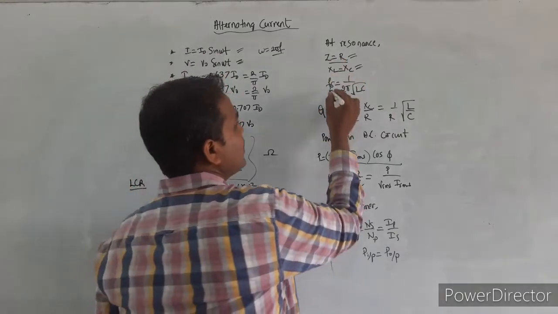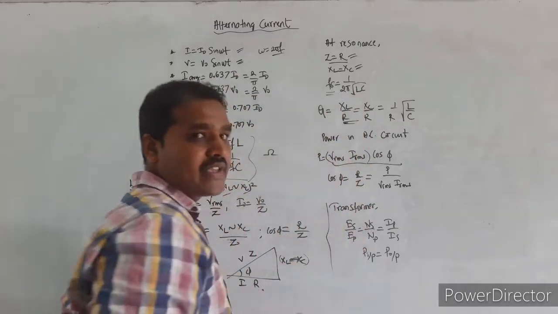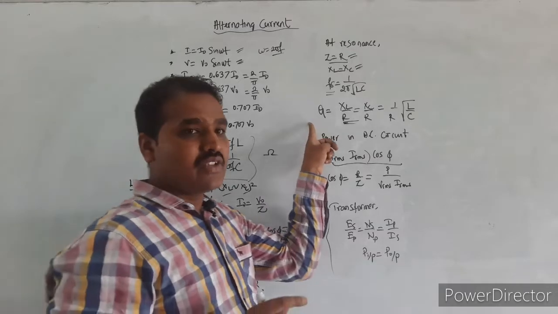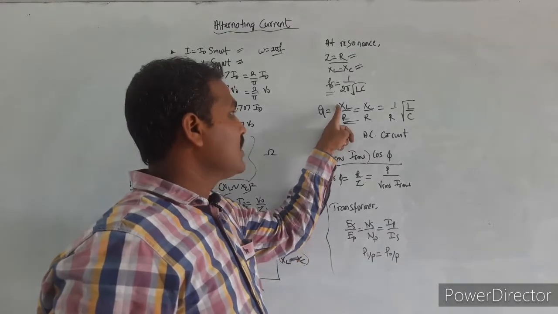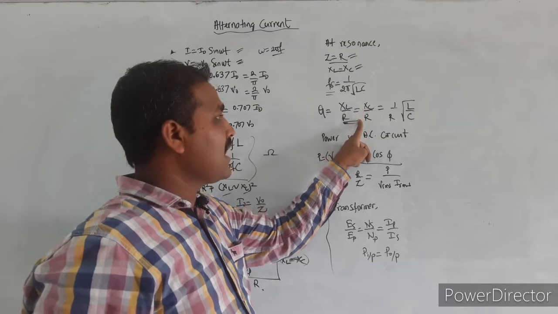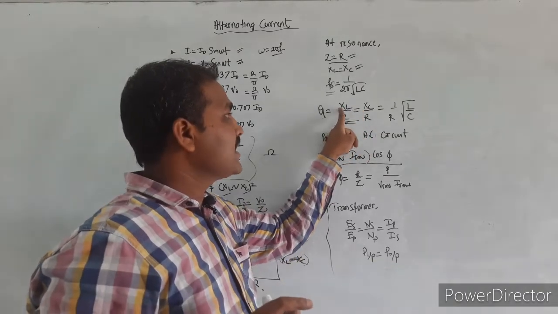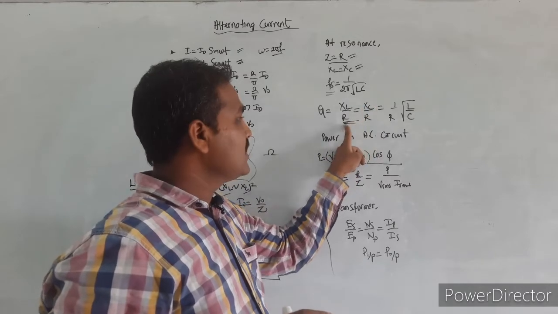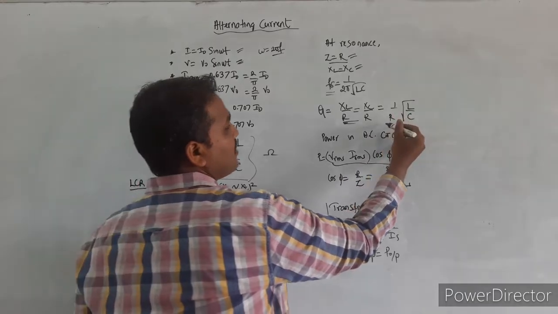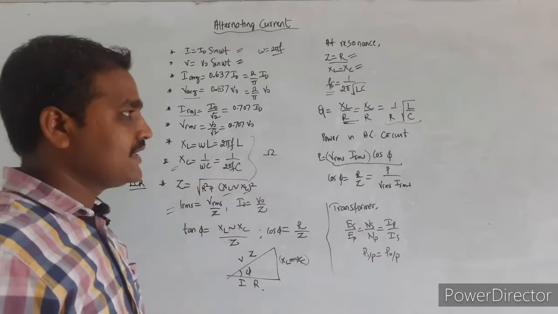The resonant frequency is given by FR is equal to 1 divided by 2 pi square root of LC. Then we have the quality factor Q, which is equal to XL divided by R. This is also equal to XC divided by R, because it is defined at resonance. At resonance XL will be equal to XC, so these two terms will give the same value. This is also obtained by the equation Q is equal to 1 by R times square root of L divided by C.